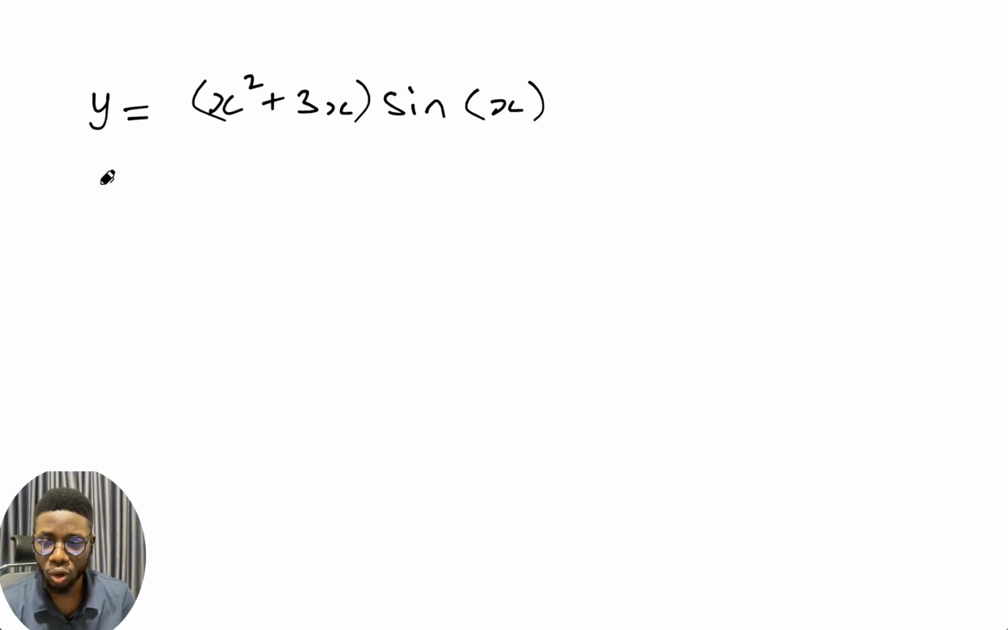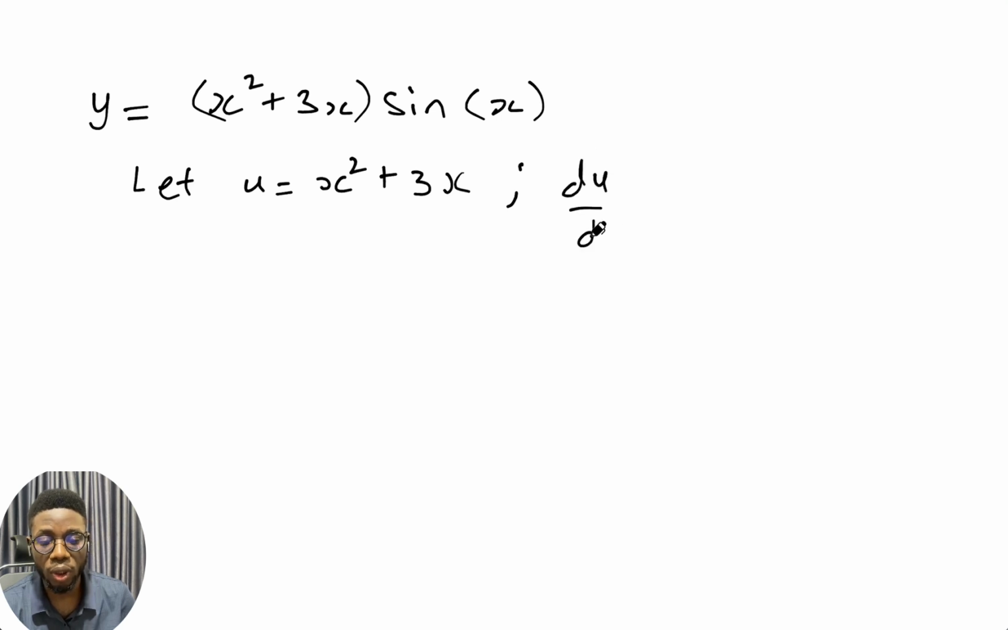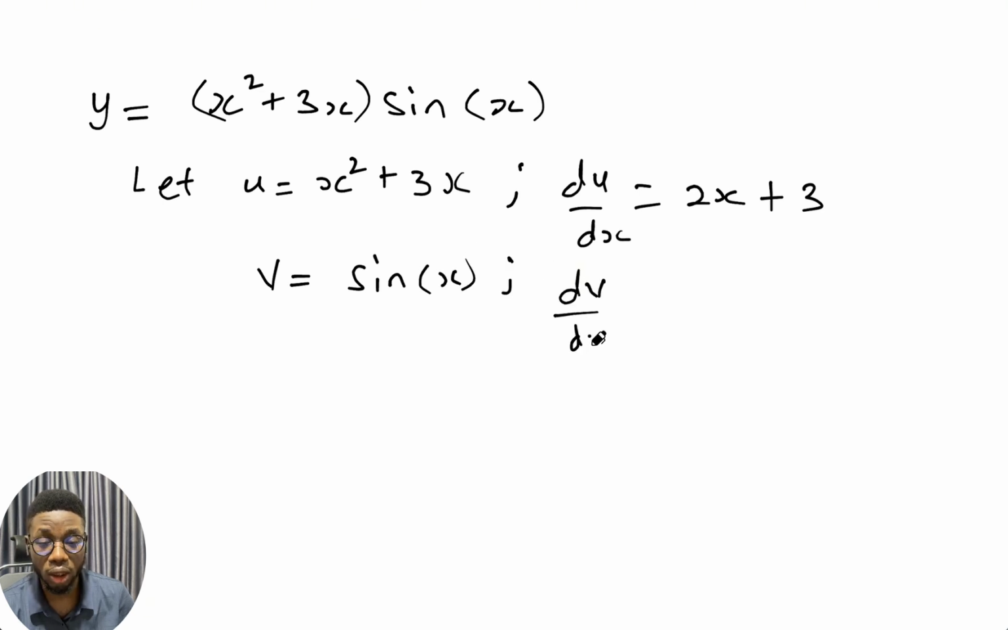So the first step we're going to do is say let u equal x squared plus 3x. And alongside, we're going to get the derivative of u with respect to x. The derivative of u with respect to x is going to be 2 multiplied by 1, that's 2, you subtract 1 from the power, so you get 2x plus, when you differentiate 3x, you would have 3. And following that, we have v equals sine of x. What is the derivative of v with respect to x? When you differentiate sine x, you're going to have cosine x. And we have everything that we need already.